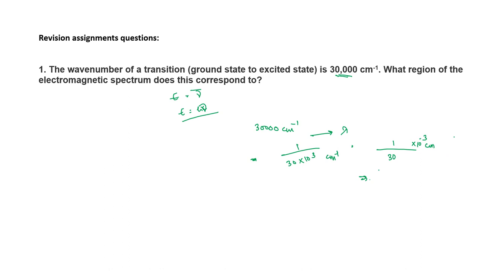When you do 1 upon 30, the answer comes to be 0.03 into 10 to the power minus 3 centimeter. Now, you can also write it as 3.33 into 10 to the power minus 5 centimeter. Let's say I want to convert it to nanometer. In terms of nanometer, we multiply it by 10 to the power 7. So it comes out to be 3.33 into 10 to the power 2, and therefore it will be 333.3 nanometer. Okay, so where does this lie?